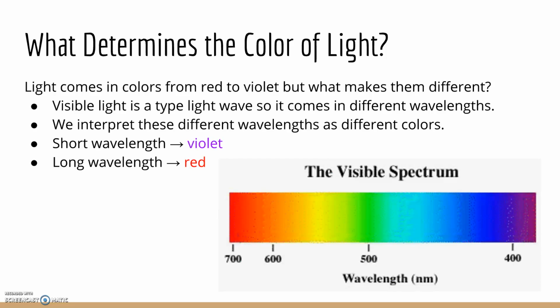And you can look at the visible spectrum right here. This is a segment of the entire electromagnetic spectrum, but the visible spectrum is pulled out here so you can see. Over here, you have your short wavelength of 400 nanometers, that's violet, and then the longer the wavelength gets, you perceive it as a red color, and that's about 700 nanometers.